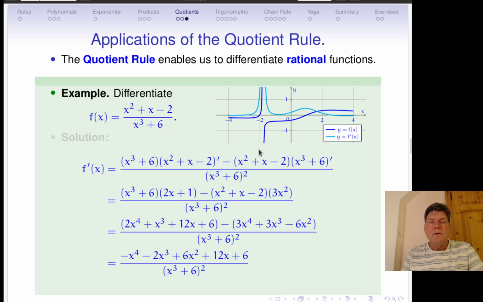It has a vertical asymptote somewhere here, near 2 but not exactly at 2. I guess there where x cubed becomes -6, and then this expression is not defined. And apart from that, it lives close to the x-axis here.